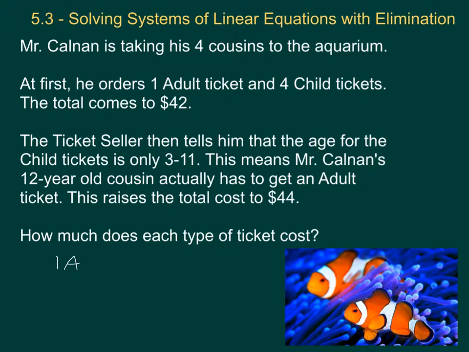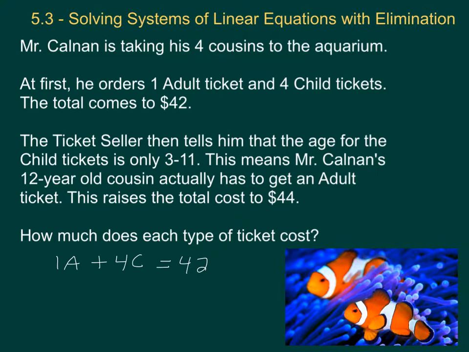And then I'm going to get 4 child tickets. So I'm going to add 4C to that. If it's $2 per ticket, that's 4 times 2, which is $8. But I'm not sure exactly how much it is yet. Now that gives me a total, which equals 42. Okay, so that's my first equation.